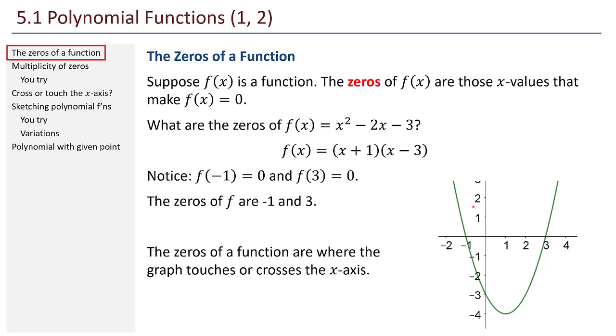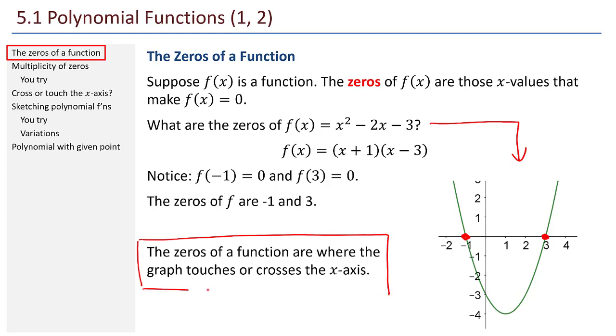The zeros of a function are where the graph touches or crosses the x-axis. So look at the picture. I've just drawn the picture of that function, and it crosses the x-axis at negative 1, and it crosses the x-axis at 3. This is worth putting in a box because it's pretty important. The zeros of a function are where the graph touches or crosses the x-axis. So if I know the zeros, I can start thinking about how to sketch it. And if I have a sketch of the graph and I see where it crosses the x-axis, that gives me information about the zeros.